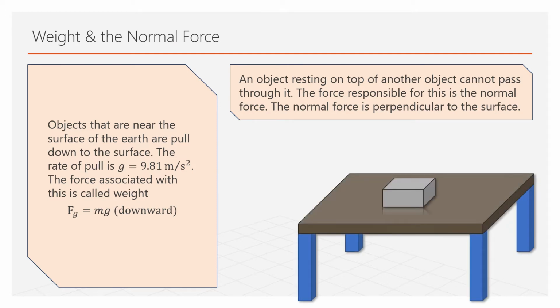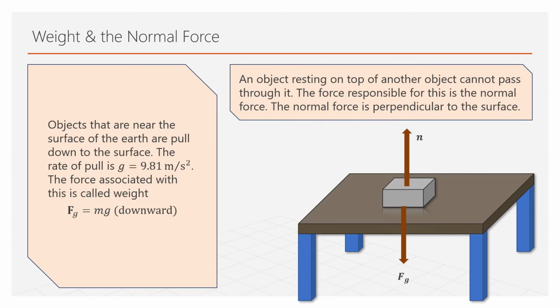Here is a table with a block on top of it. Because that block is on the surface of the earth, it has weight, and the weight points straight downward. However, that block cannot pass through the table. The table is providing a force pushing it upward. That force is called the normal force and is given the symbol N.